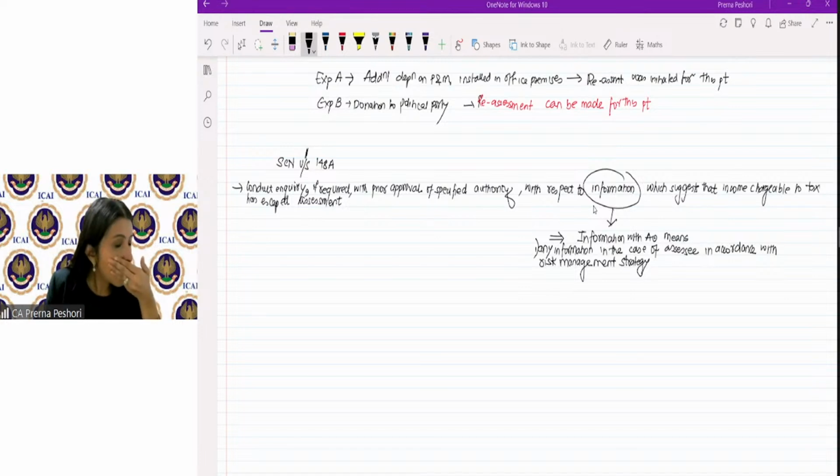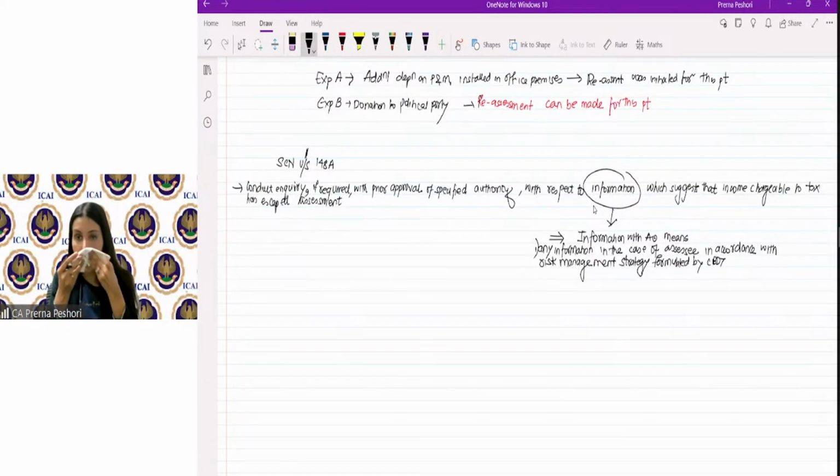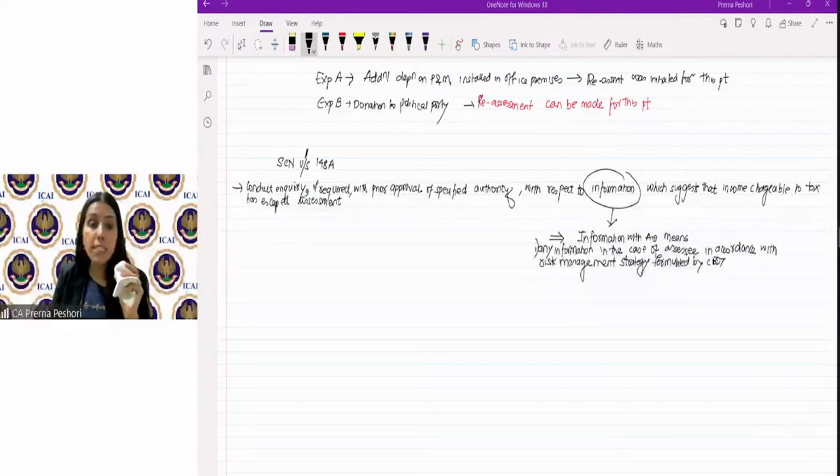This risk management strategy which is there, this is formulated by the CBDT. Yes, Thinesh, you are right. Based on AIR, SFT, AIS, TIS. So AIR and SFT is one and the same thing, Thinesh. SFT is basically the statement of financial transaction, which is also called annual information report. It's the same thing.